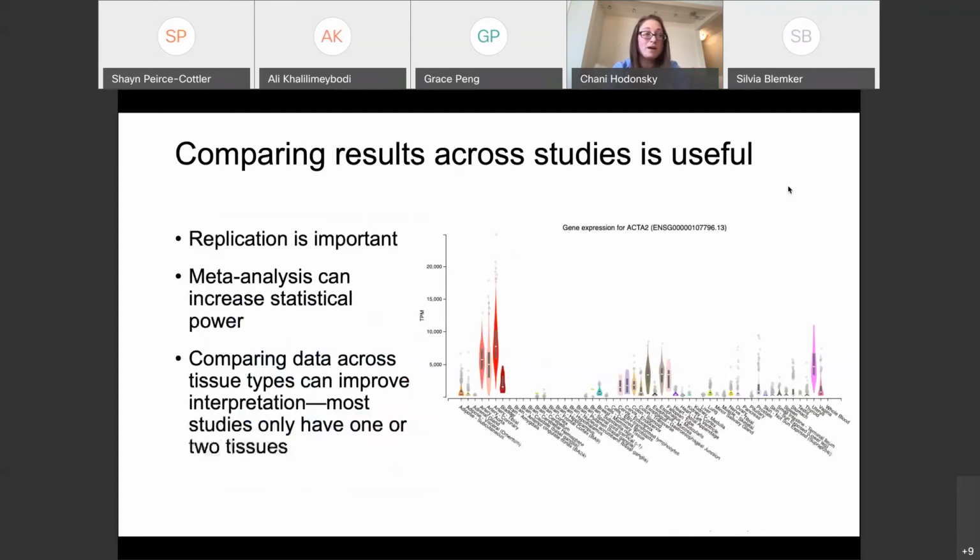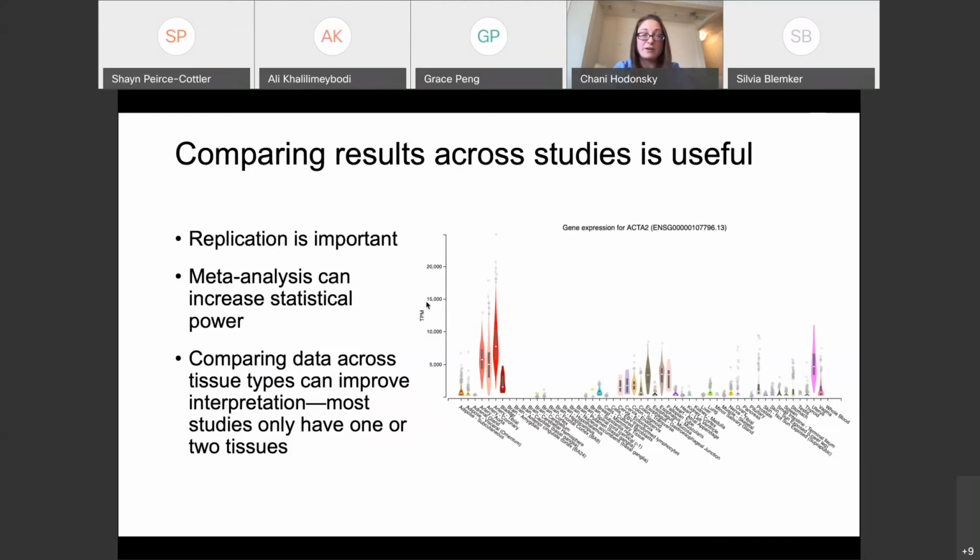Comparing across studies is also really useful. Not only can statistical power be improved by using replication or meta-analysis, but comparing results to publicly available data can be helpful, particularly if you're not sure whether the tissue that you have is actually representative of the disease mechanism that you'd like to be studying. GTEx is a really great example of this resource. The figure on the right shows ACTA2, for example, is highly expressed in arteries, these tissues right here.